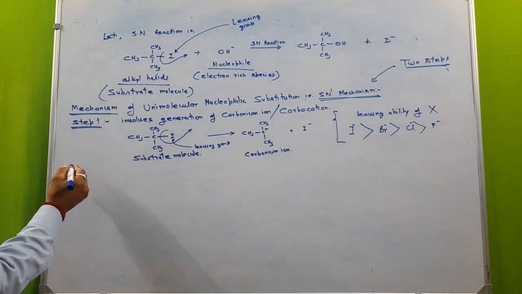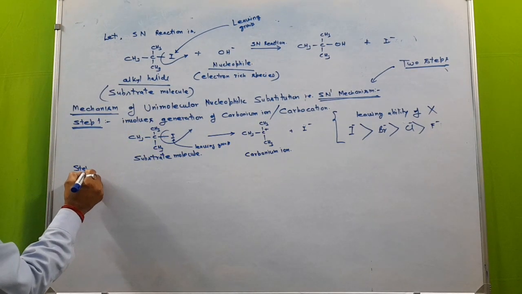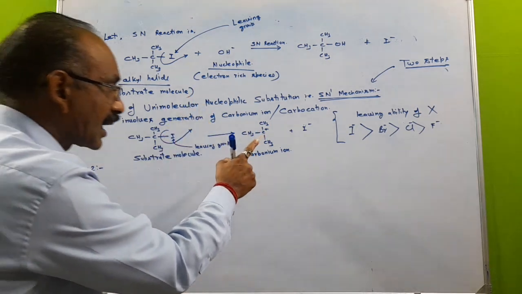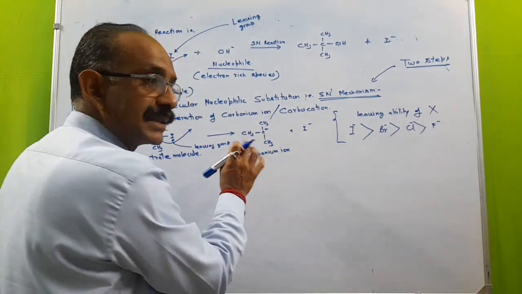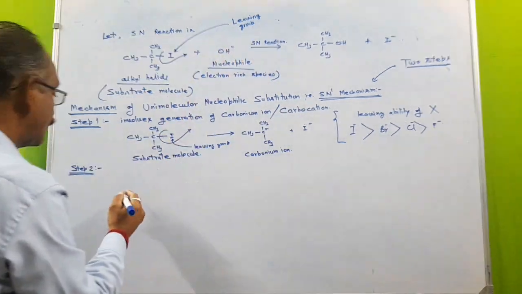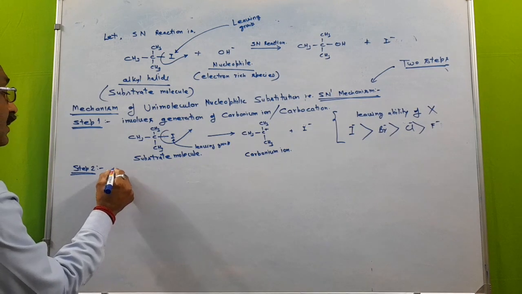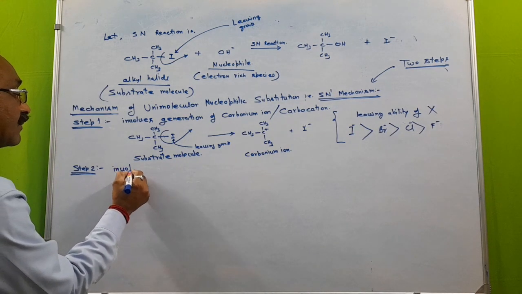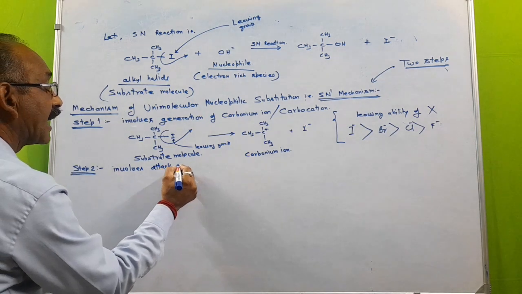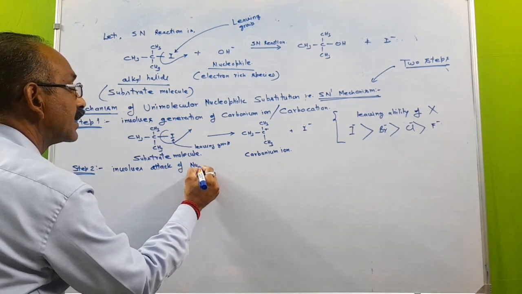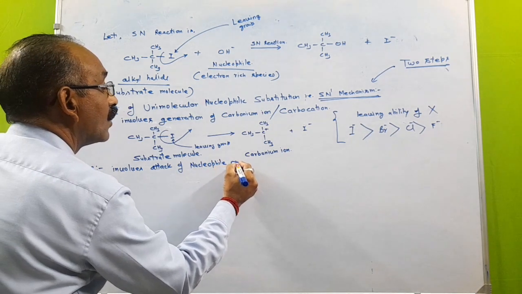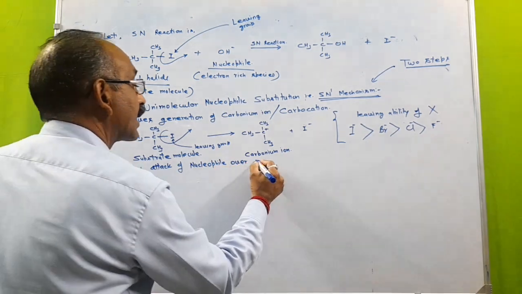Now, thereafter in step 2, the carbonyl which is formed as an intermediate will be attacked by the nucleophile. See here, the second step involves attack of nucleophile over carbonyl.